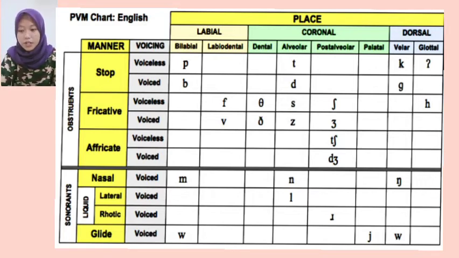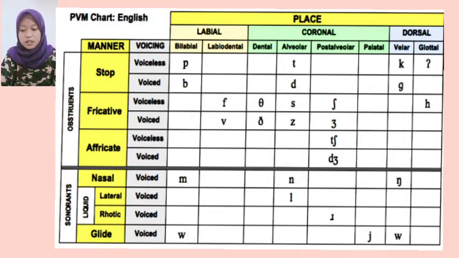The fourth manner is nasal. Nasal only has one way of voicing. It is only voiced. There are only 5 sounds. The first sound is m. The second one is n. The third one is l. The fourth one is r. The last one is ng.